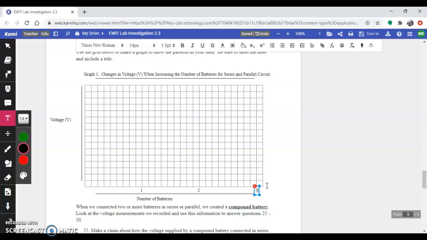So a lot of you ask why I spread this out so far. The reason for that is because when we're given a graph, we want to utilize all the space we have so we can see the trends a little easier. So now I need to put numbers on my y-axis.